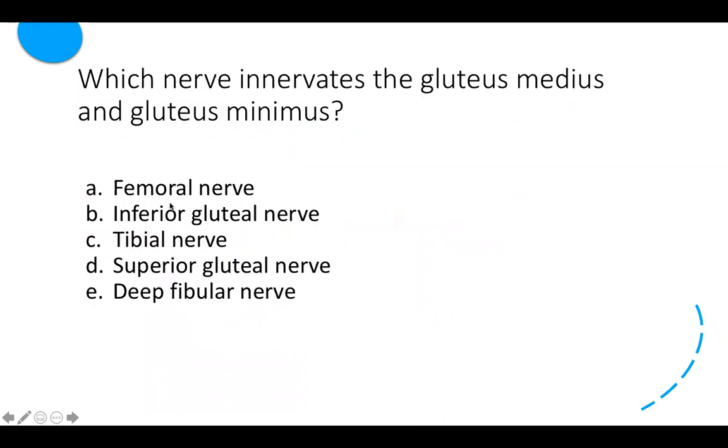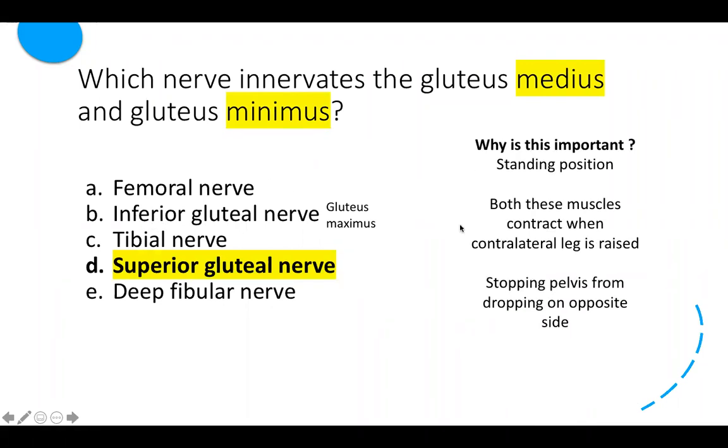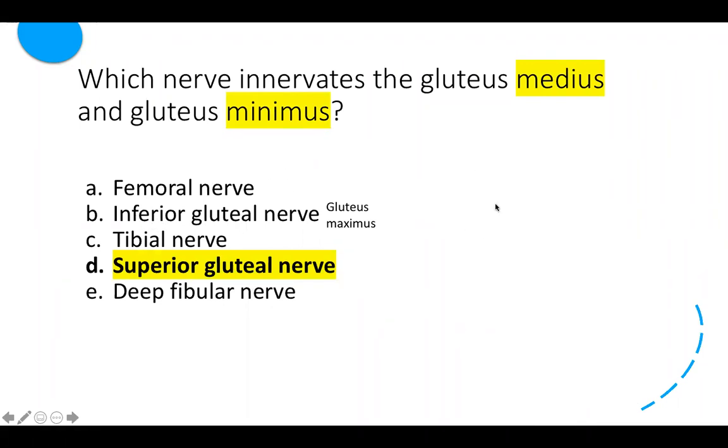Okay. And another question for you guys. Which nerve innervates the gluteus medius and the gluteus minimus muscle? Yeah, perfect. So the superior gluteal nerve, that's correct. The gluteus maximus is innervated by the inferior gluteal nerve, and the rest of the muscles are not relevant in terms of the gluteus muscles.